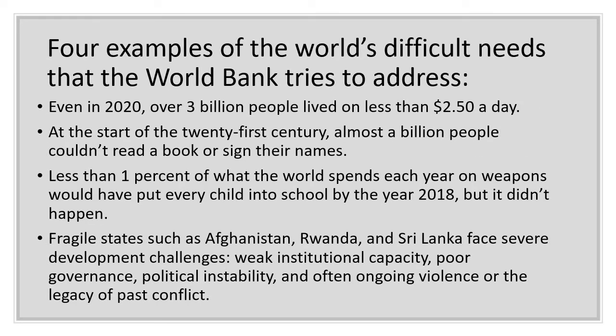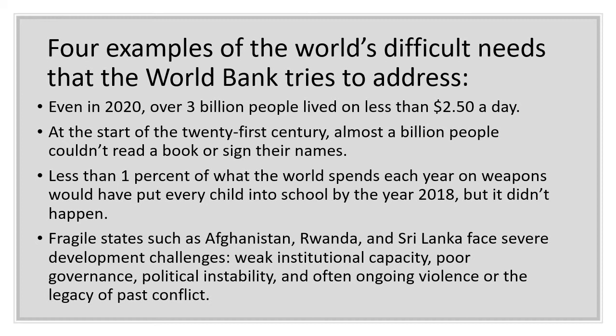Even in 2020, over 3 billion people live on less than $2.50 a day. At the start of the 21st century, almost 1 billion people cannot read or sign their names. Less than 1% of what the world spends each year on weapons would have put every child into school by the year 2018. Fragile states, such as Afghanistan and Rwanda and Sri Lanka, face severe development challenges, weak institutional capacity, poor governance, political instability, and often ongoing violence as a legacy of past conflict.